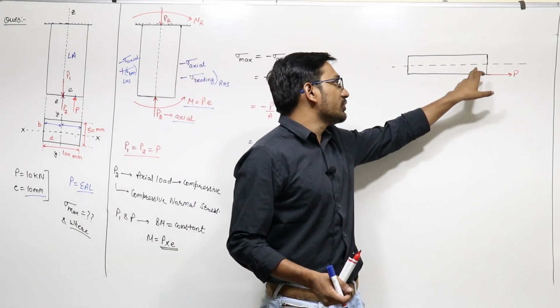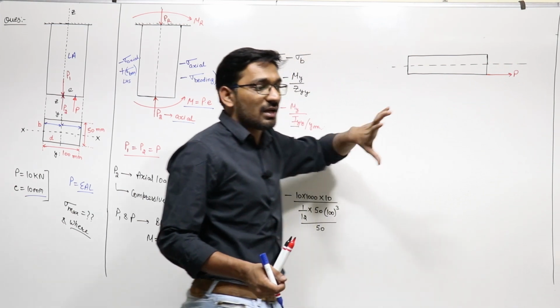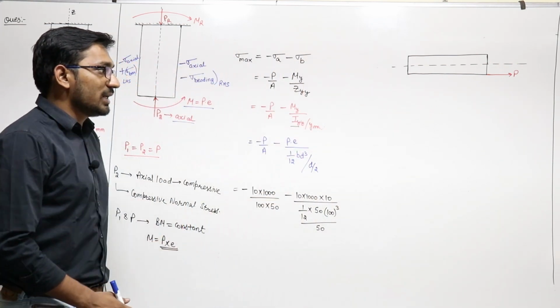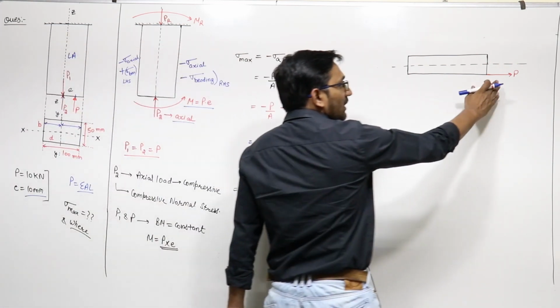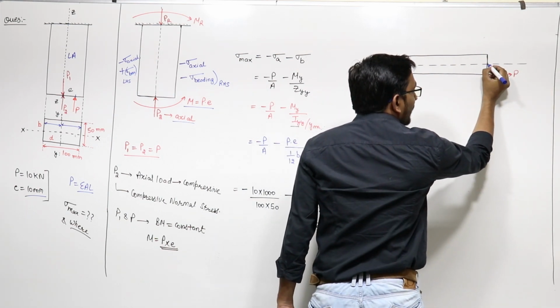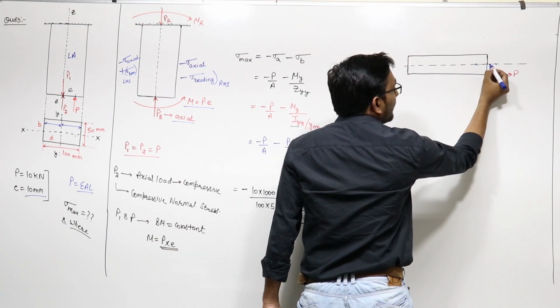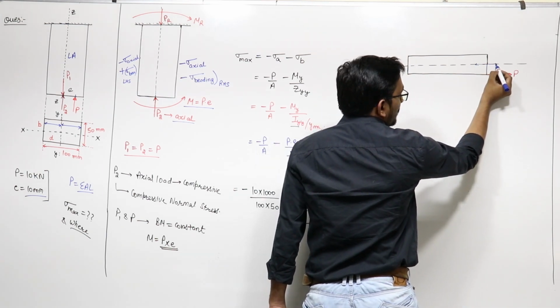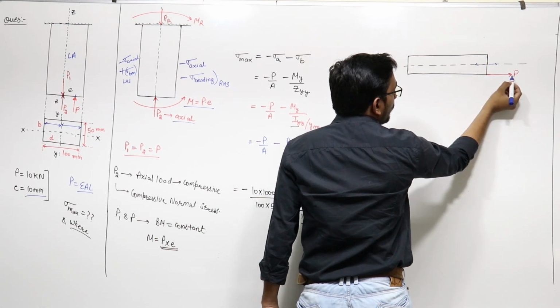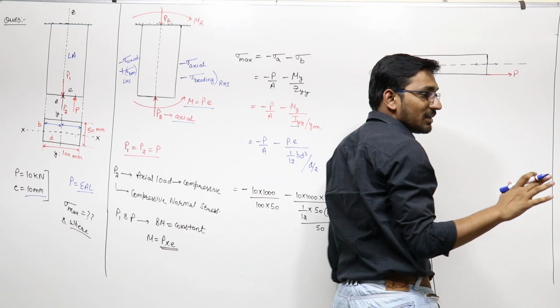Just introduce two equal and opposite loads here, make the equivalent diagram and solve for it. For the shortcut, you know that this is an axial tensile load. If you make this P1 and P2, then P1 is an axial load which is tensile in nature, and P2 and P will give you a bending moment. That is the case for your subjective.